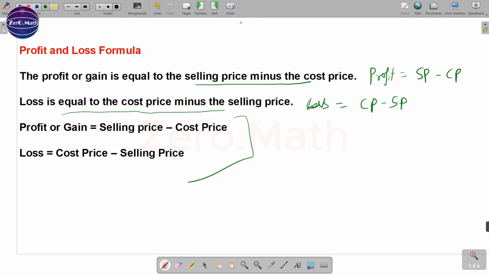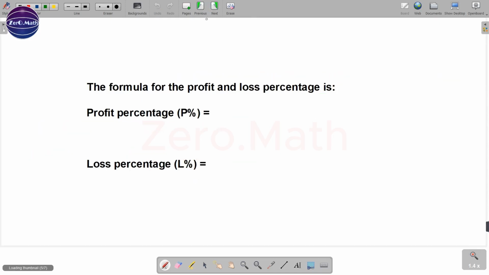Alright, now let's understand this important concept: the formula for the profit and loss percentage. How do we calculate profit percentage and loss percentage? Whatever profit or loss we have, it's calculated based on our cost price, CP. Always remember this. What will always be in the denominator? It will always be the cost price, CP.